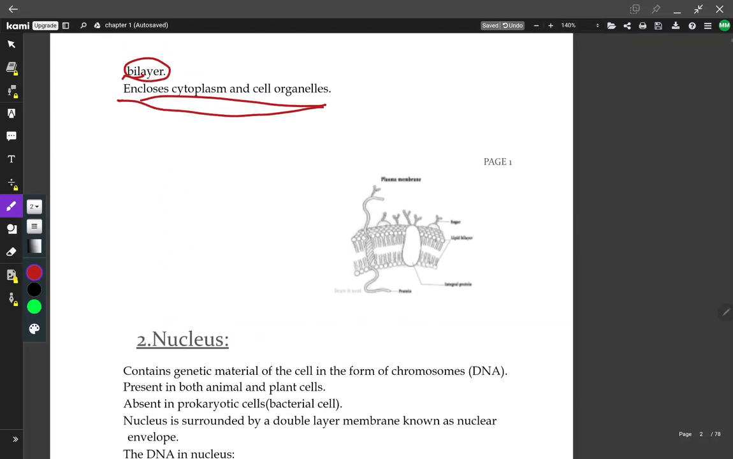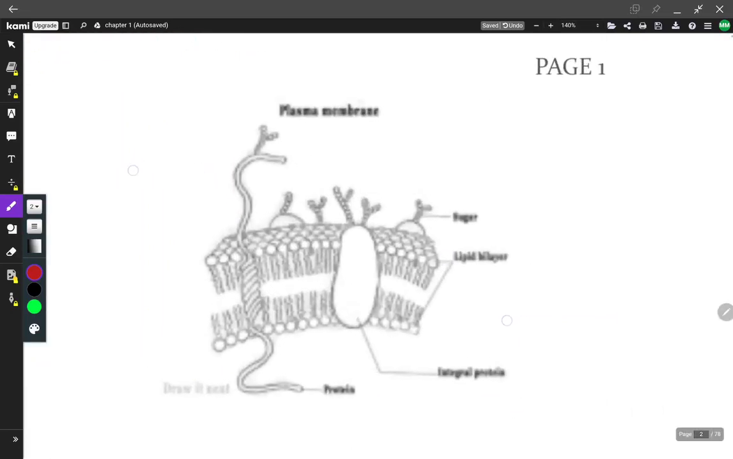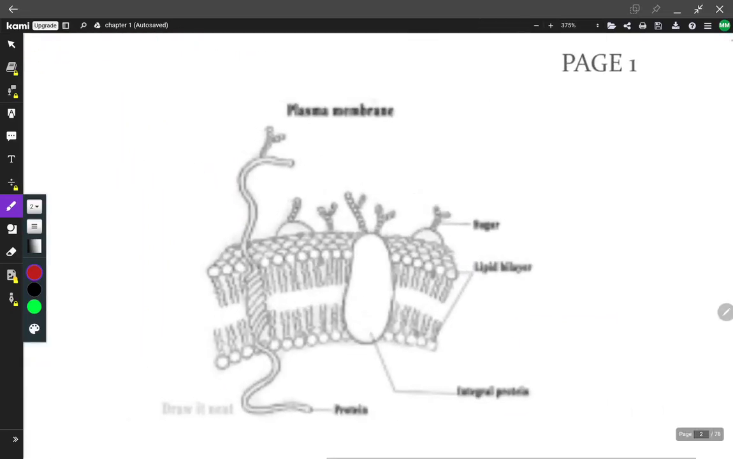This picture here is a detailed diagram of the plasma membrane or the cell membrane. You don't really have to memorize all these labels. This is just a detailed structure of the phospholipid bilayer. It's called the bilayer because it's a layer made up of two different layers. Okay, this is called the lipid bilayer.